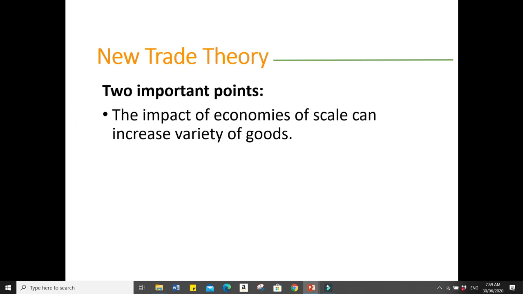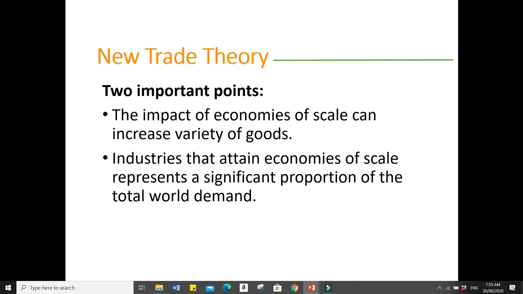Moreover, there are two important points that we have to remember. So it says here that the new trade theory makes two important points. First is, through its impact on economies of scale, we already mentioned what economies of scale is, trade can actually increase the variety of goods available to consumers and decrease the average cost of those goods. The second important point is that in those industries, the output required to attain economies of scale represents a significant proportion of world demand. So the global market may be able to support only a small number of enterprises. Thus, world trade in certain products may be dominated by countries whose firms were there first in their production.